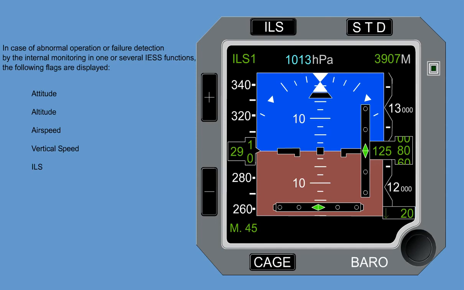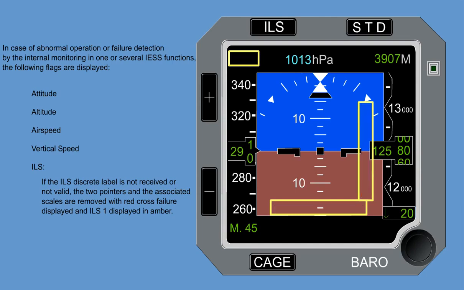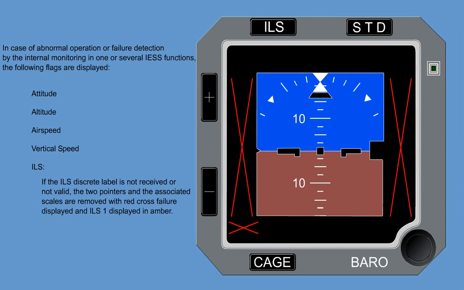For example, if the ILS discrete label is not received or not valid, the 2 pointers and the associated scales are removed with red cross failure displayed and ILS-1 displayed in amber. If the receiver is not tuned on the ILS frequency, the 2 pointers and the associated scales are removed without the display of red cross failure. Any other indication that fails will be blanked and covered by a red cross.